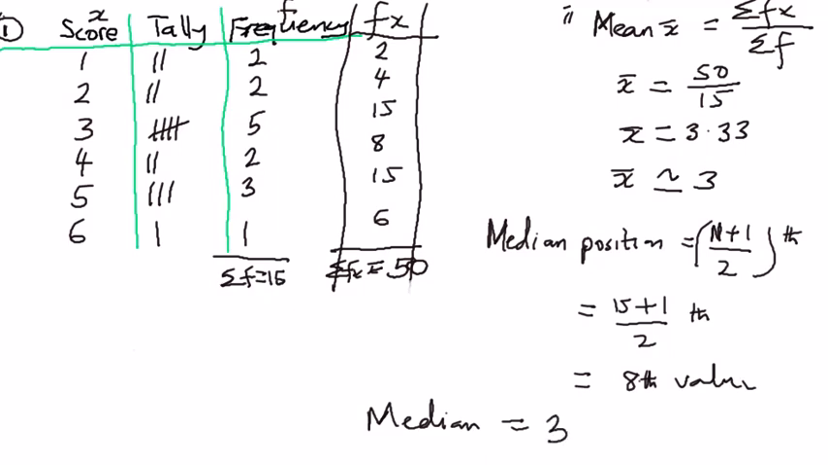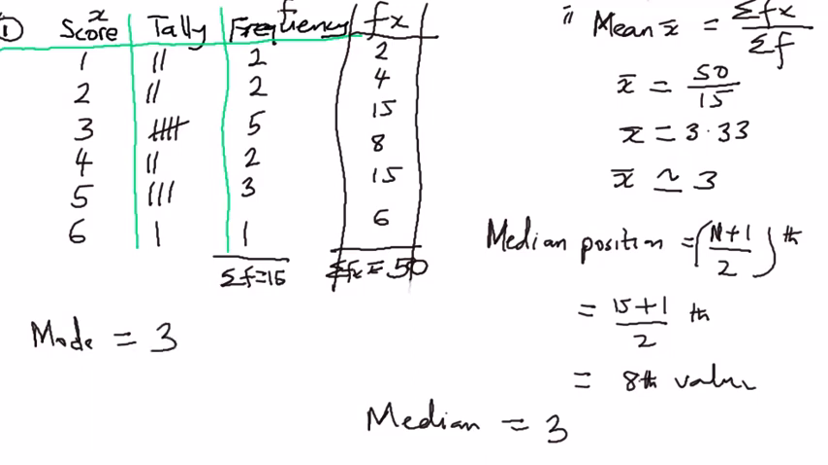And the last part is for us to determine the mode. Remember the definition of mode. Mode is the value that occurs most, that is the value with the highest frequency. So if you look at it, which value in our score has the highest frequency? That is 3. So 3 is our mode.